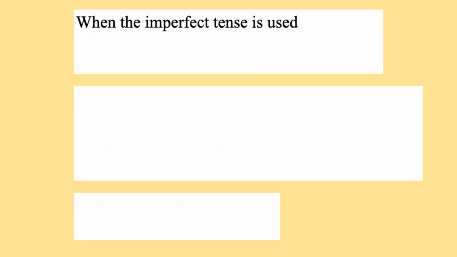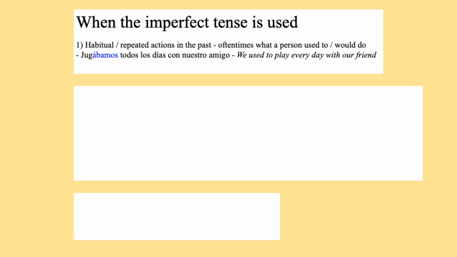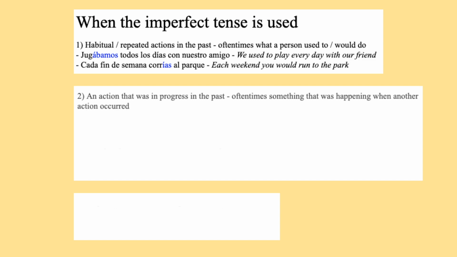So when is the imperfect used? One situation is for habitual or repeated actions in the past. Jugábamos todos los días con nuestro amigo. Cada fin de semana corrías al parque. In each of these two sentences, we are referring to an action that was habitually occurring in the past.